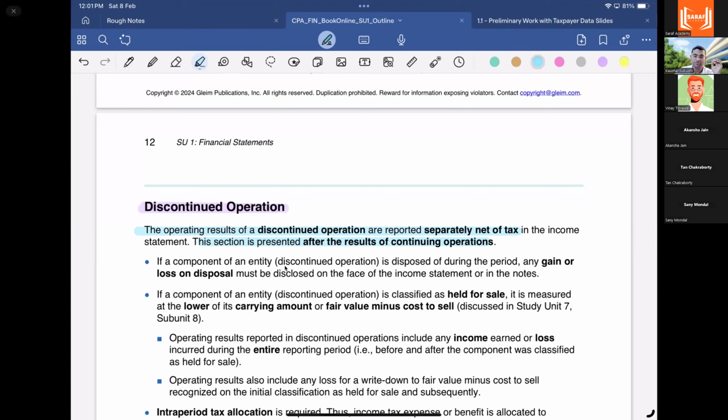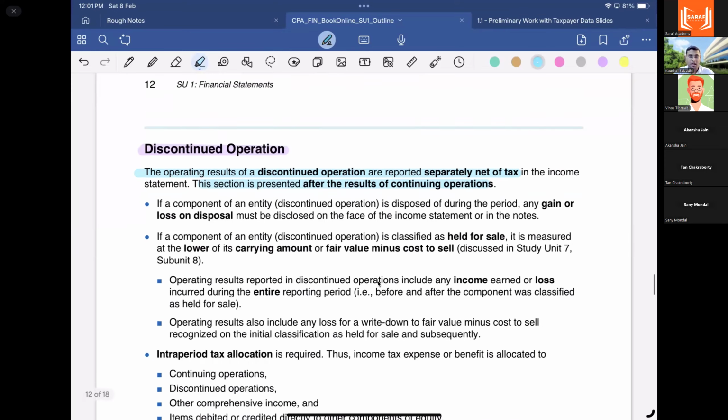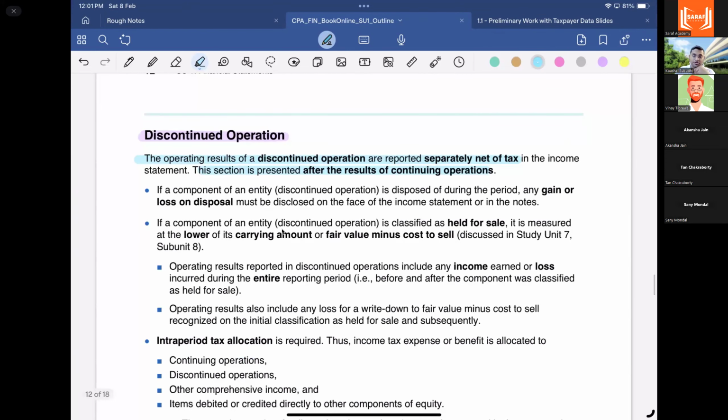Now, if a component of an entity's discontinued operation is disposed of during the year or period, any gain or loss on disposal must be disclosed in the notes to the financial statements or on the face of the income statement, right? Now, again, if a component of an entity is classified as held for sale, yes, it can also happen. This is a very common situation, right? So if a component of an entity is classified as held for sale, right?